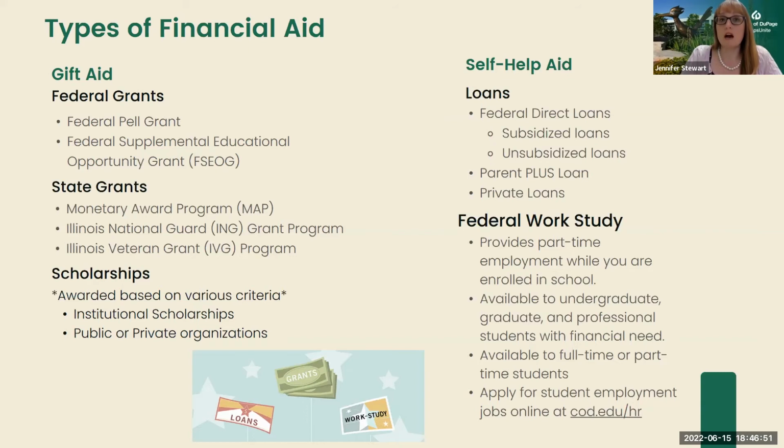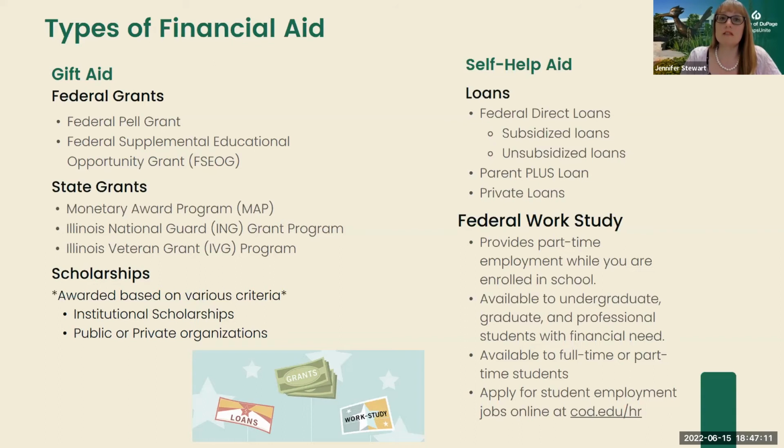The direct loans are in the student's name. There is no credit check. There is no cosigner. They're guaranteed educational loans. So what that means, again, is we're not looking at a credit check. We're not looking at a cosigner. You have to be enrolled in at least 6 credit hours to qualify and receive a federal direct loan.